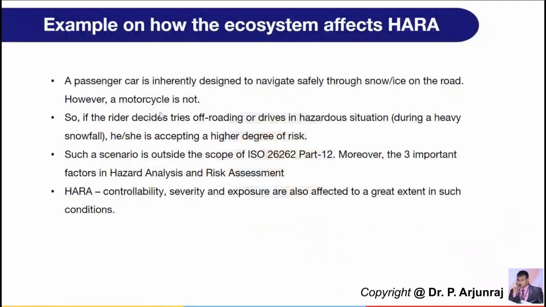So if the rider decides to go off-roading or ride in such a situation during heavy snowfall, he or she is going to accept a high degree of risk. That's how the ecosystem affects the risk. It's not related to the vehicle, but to the driving pattern or road condition, which is ecosystem, away from the vehicle. When you say away from the vehicle, it's not in the scope of the manufacturer. The manufacturer will try to build the vehicle with all the safety within it, but compared to the ecosystem, the manufacturer may not know how hard the rider is pushing the vehicle and in what condition he is running.